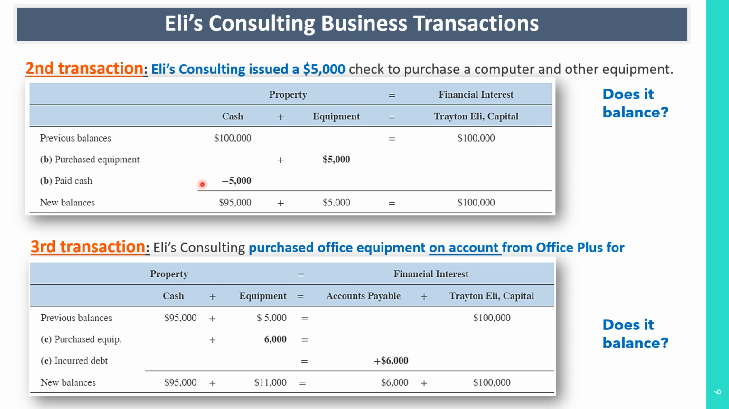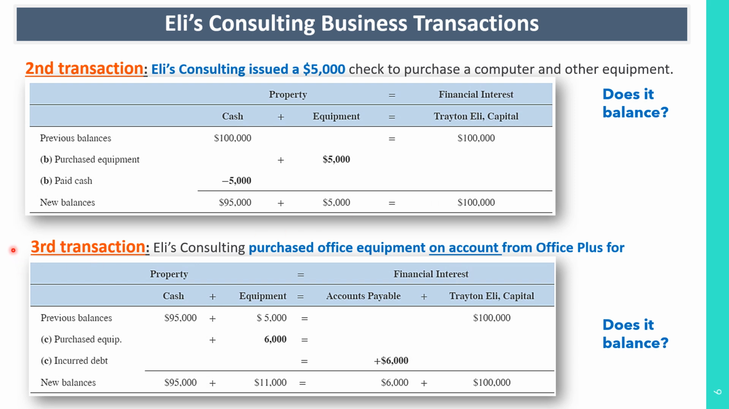Does our equation still balance? Let's calculate our new balance. $95,000 in cash and $5,000 in equipment equals a total of $100,000 in property. And the financial interest side shows $100,000 as well. So does it balance? Yes, it does.